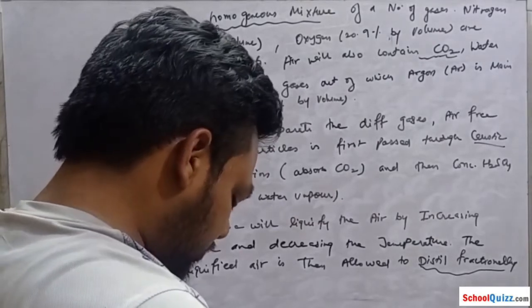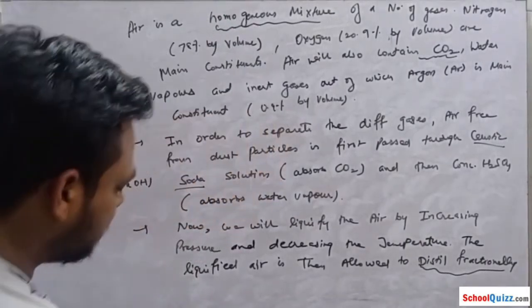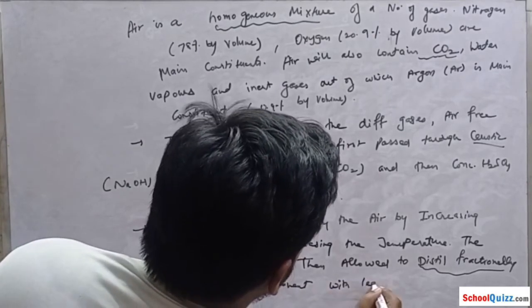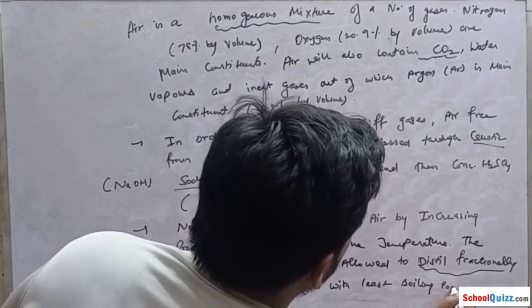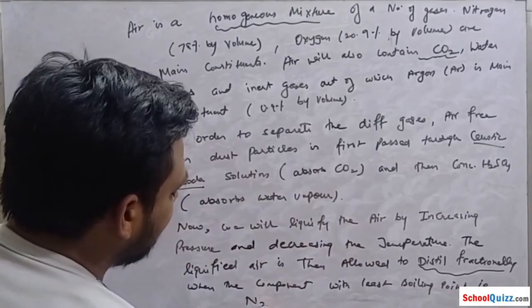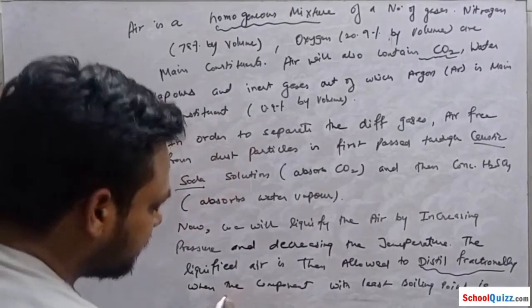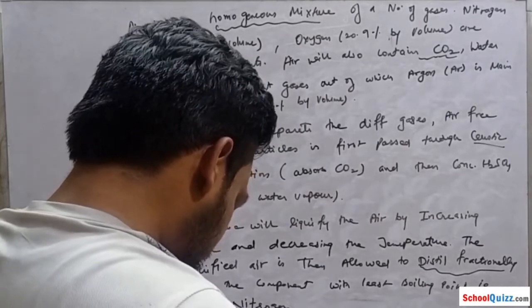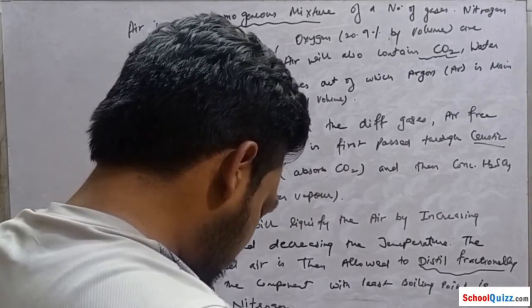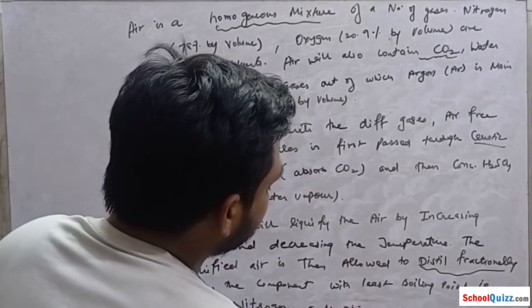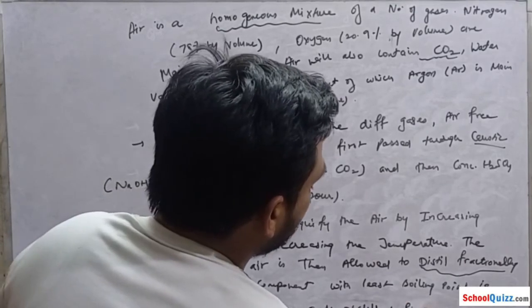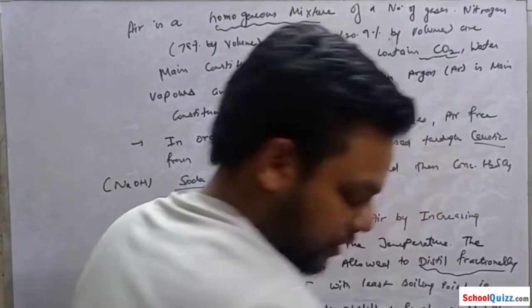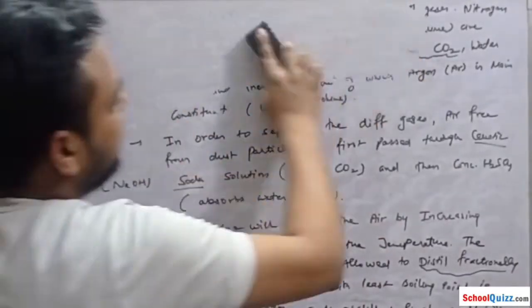Allowed when the component with least boiling point, that is nitrogen gas, nitrogen so gets distilled first, and oxygen will distill at last.